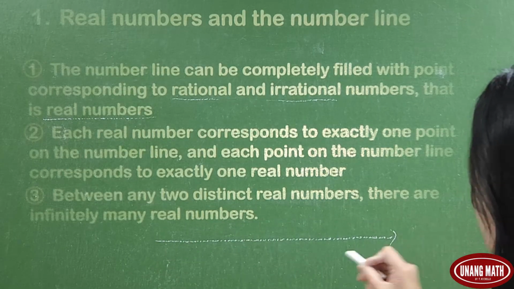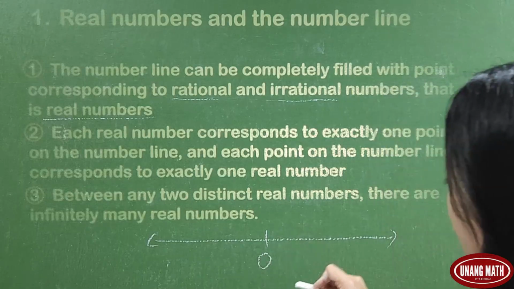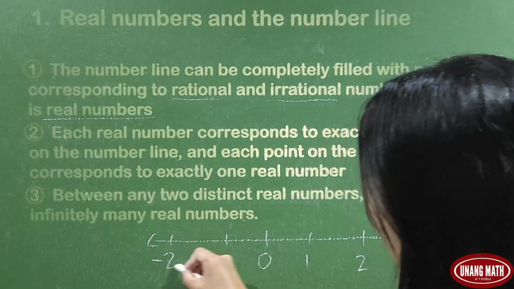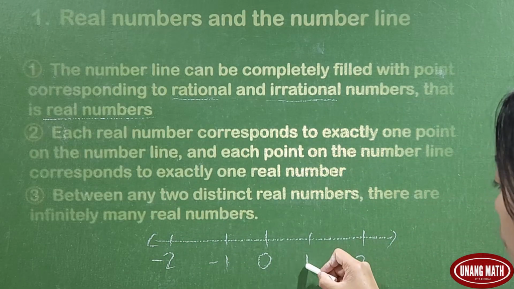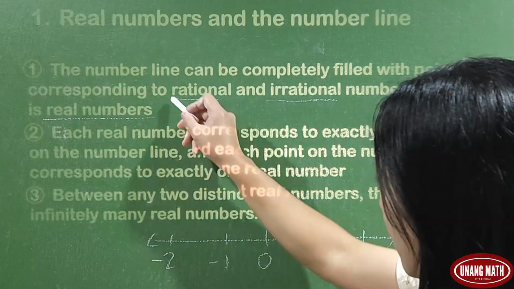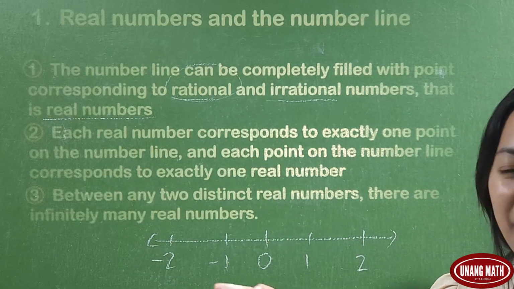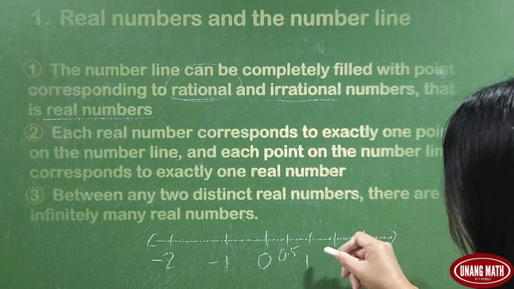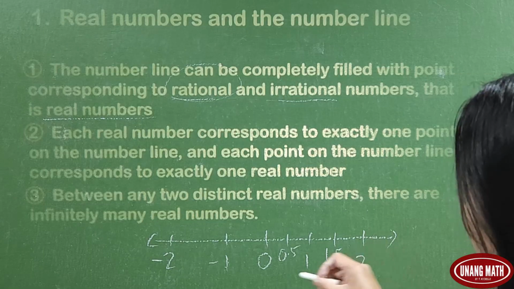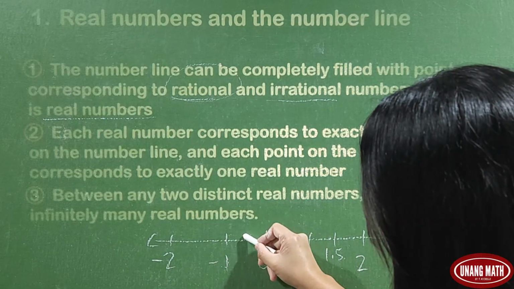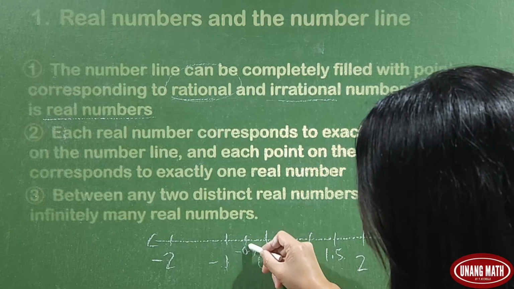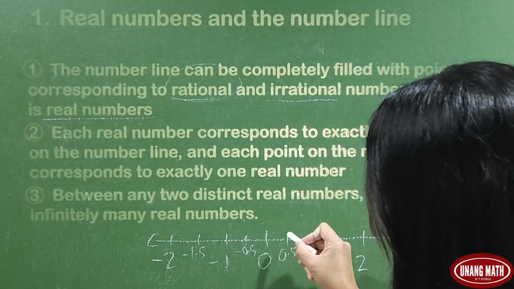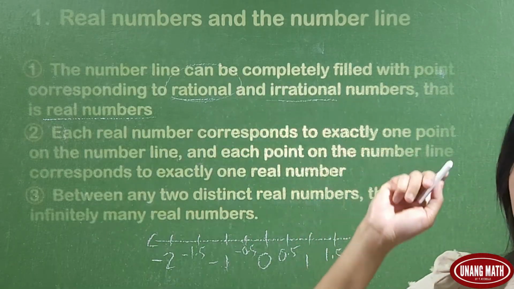If this is our number line, and this is the origin, this is 1, this is 2, this is negative 1, this is negative 2. 0, 1, 2, negative 1, negative 2. These are rational numbers because these are integers. Between 0 and 1, this is 0.5. Between 1 and 2, we have 1.5. Between 0 and negative 1, we have negative 0.5. Between negative 1 and negative 2, this is negative 1.5. These are also rational numbers.